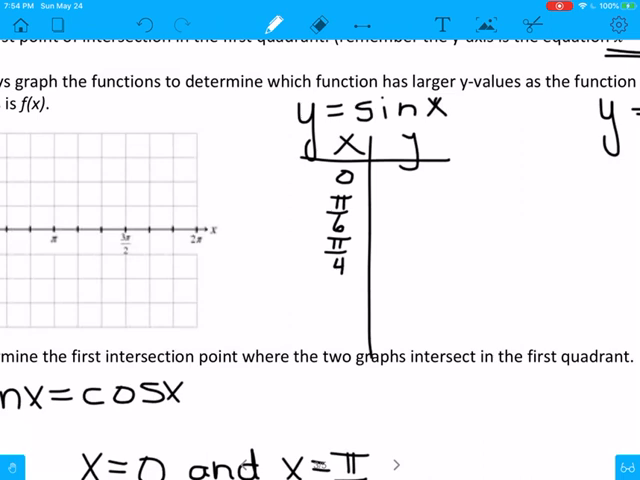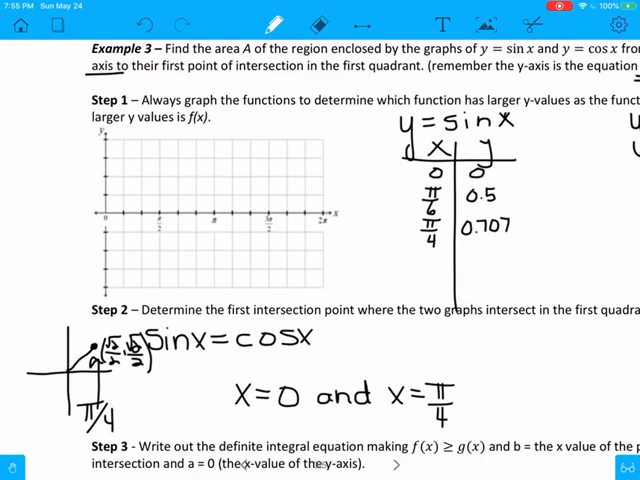At 0, y is 0. At pi over 6, y is 0.5. And at pi over 4, it's root 2 over 2, which I turned into a decimal is 0.707. So I'll do this in black.